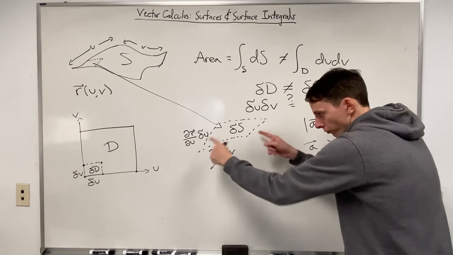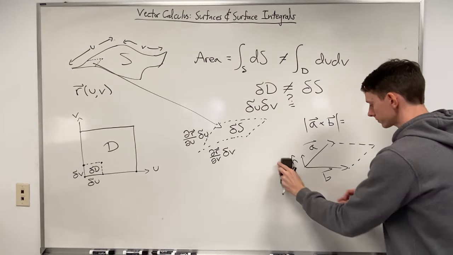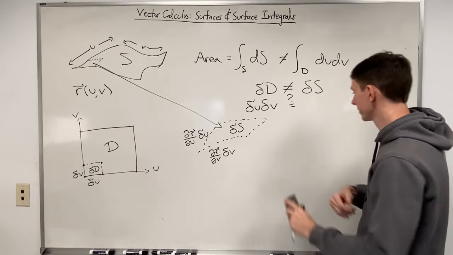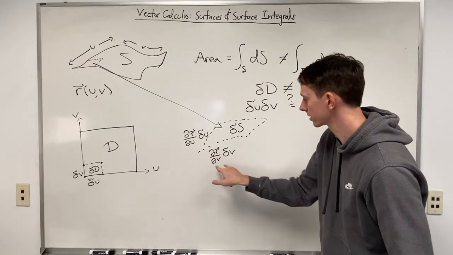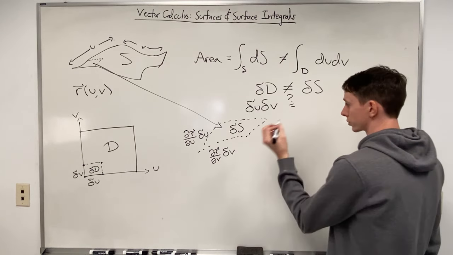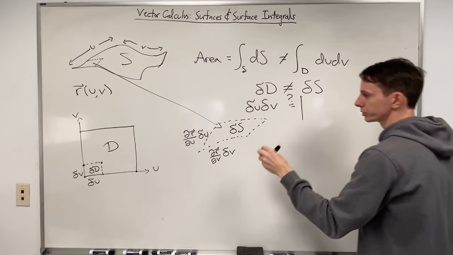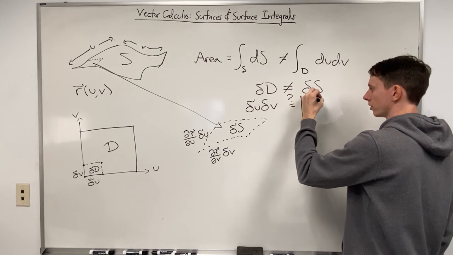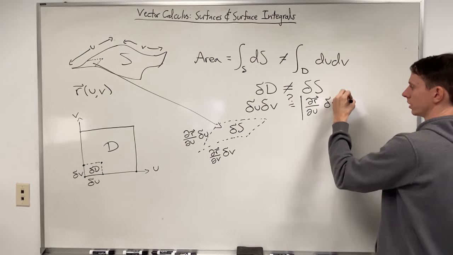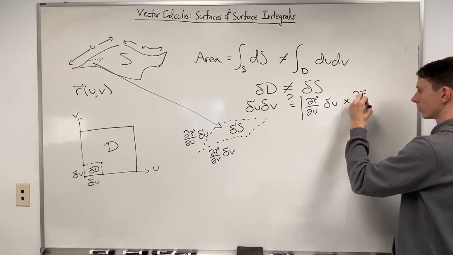Let's relate that to over here. If we want to find the incremental area, and these are the two vectors, the way that we find this area is just by the magnitude of the cross product of these two quantities right here. So it turns out that delta S itself is the absolute magnitude of partial R, partial U, delta U, and a cross product with this side now, partial R, partial V, delta V.